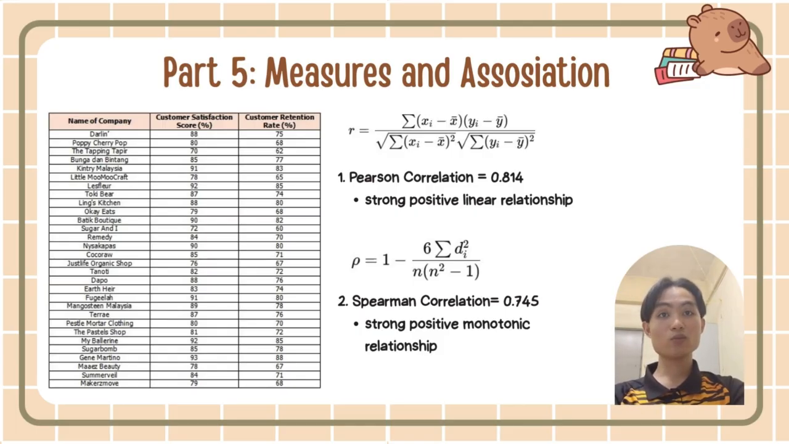This indicates a strong positive linear relationship. As customer satisfaction increases, retention rates tend to rise as well. And the Spearman correlation reflects a strong monotonic relationship, meaning that companies with higher satisfaction scores generally also rank higher in retention, even if the relationship isn't perfectly linear. In simpler terms, customers who are more satisfied are more likely to stay loyal to the company.